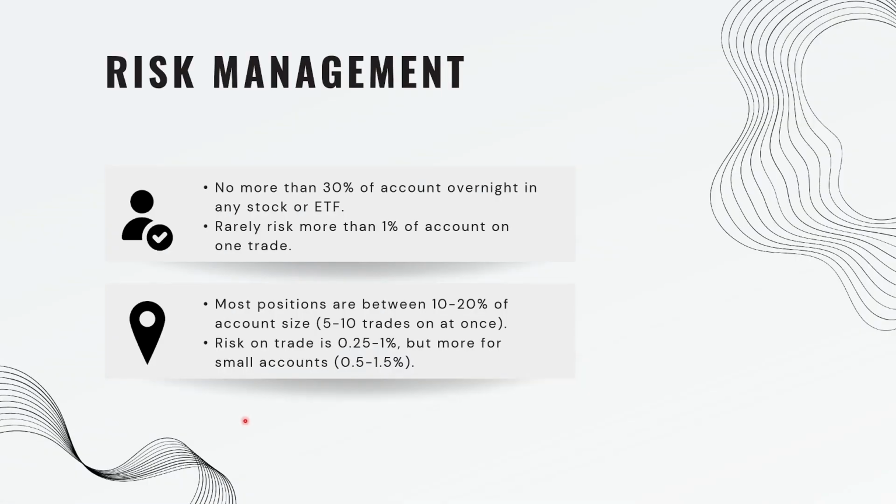So, first of all, risk management. Qullamaggie recommends no more than 30% of your account to be held overnight in any stock or ETF in case of any large gap downs based on news or anything like that. He also rarely risks more than 1% of his account on one trade. In terms of positions, most of his positions are between 10 to 20% of his account size, which is around 5 to 10 trades on at once, and risk per trade is around 0.25 to 1%, but he recommends more for small accounts, around 0.5 to 1.5%.